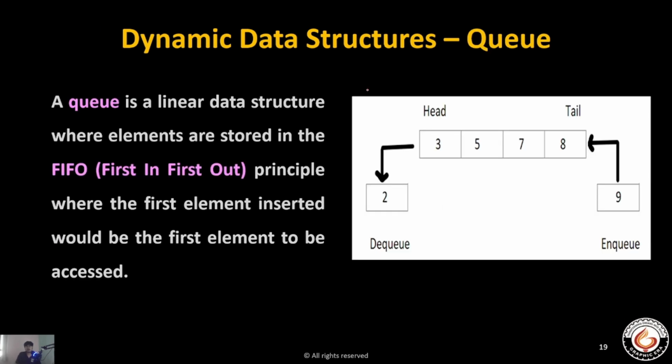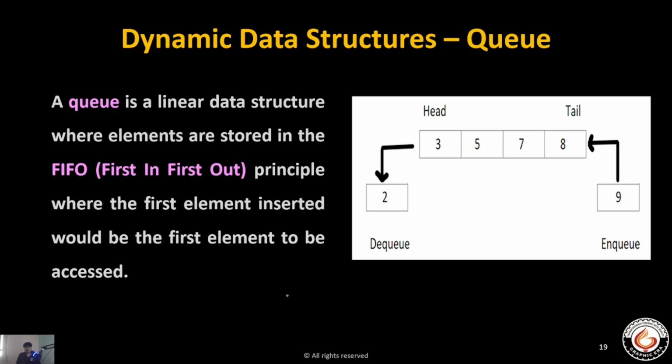Now we will learn about queues. So what is a queue? A queue is a linear data structure where elements are stored on the FIFO principle. What is FIFO? First in, first out principle. The first element inserted would be the first element to be removed or accessed.